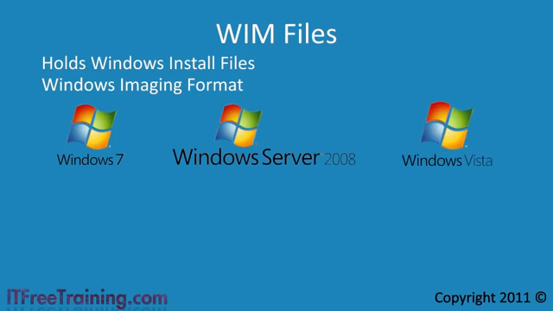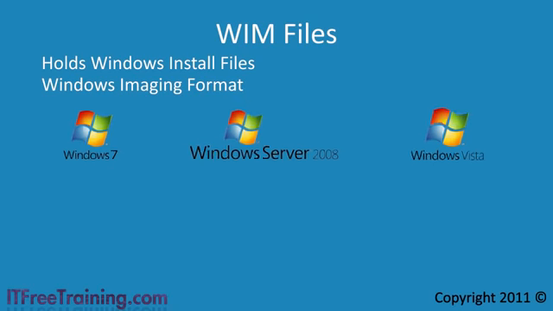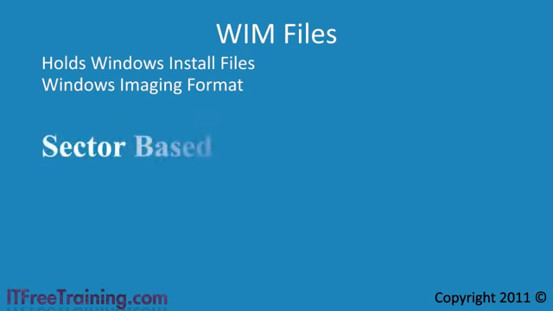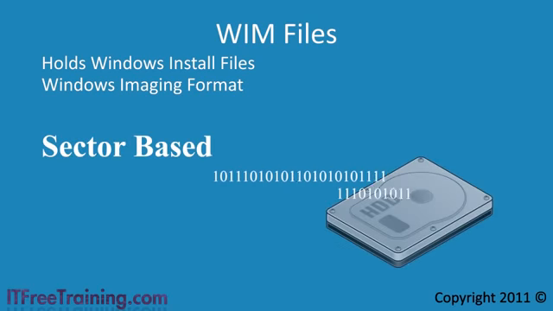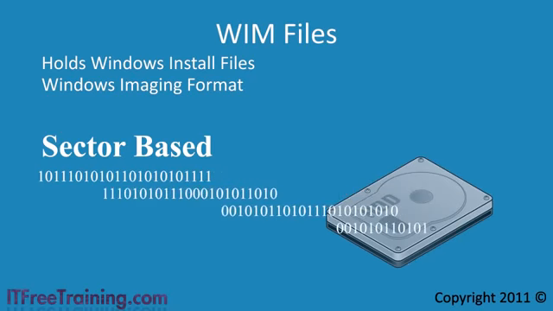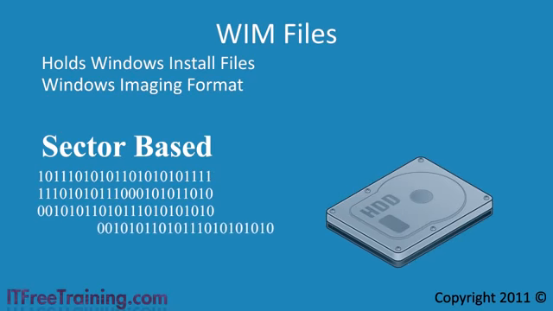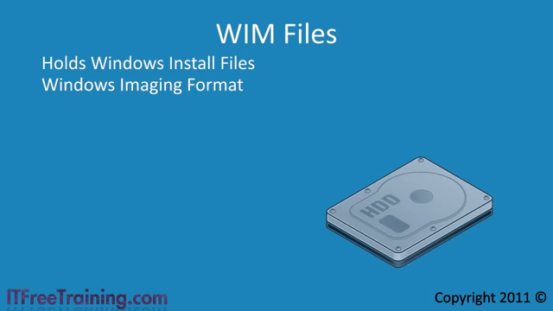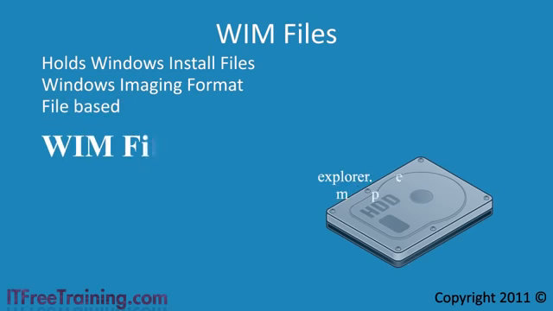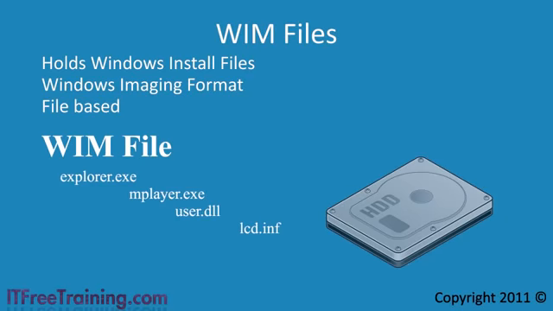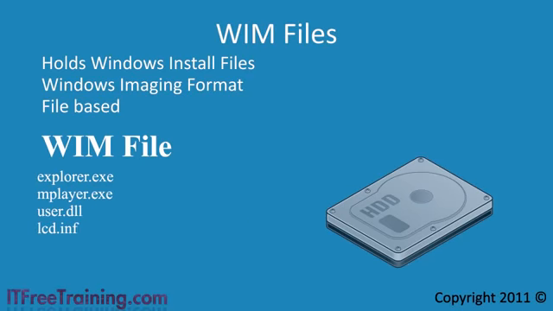If you have used imaging software before to deploy Windows, it was probably sector-based. Sector-based imaging takes a copy of the physical sectors on the hard disk so it can be copied to another computer. The problem with this approach is that it is difficult, if not impossible, to make changes to the image once it is created. WIM files, in comparison to sector-based format, are file-based. This means that you can extract as many or as few items from the image file as you want.